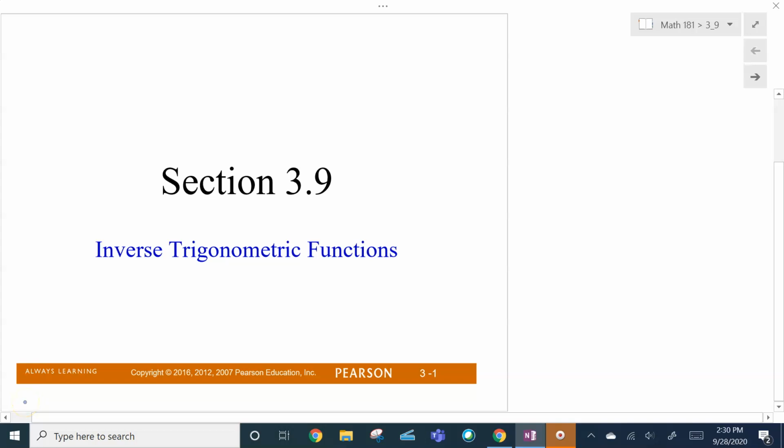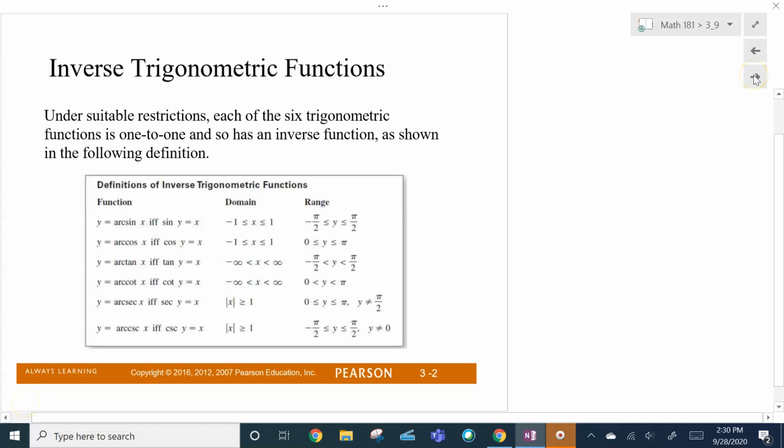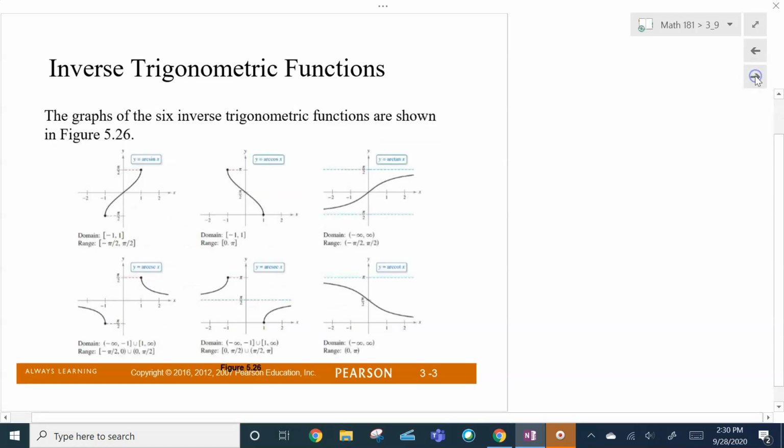Hey, welcome back to your favorite calculus class. We're going to take a look at inverse trig functions. So this is just kind of a review. In fact, let me look at the visuals here.